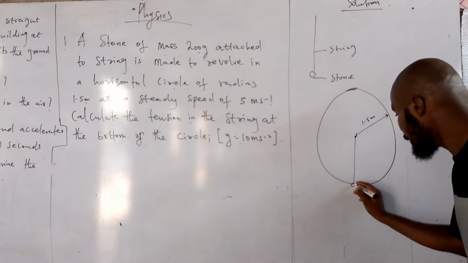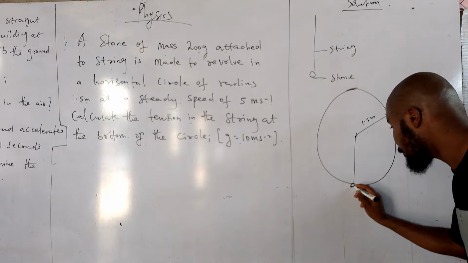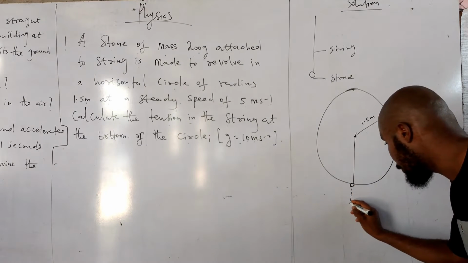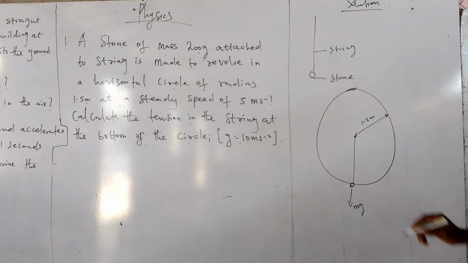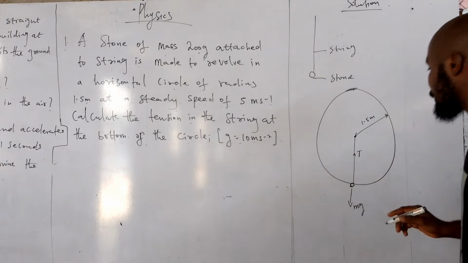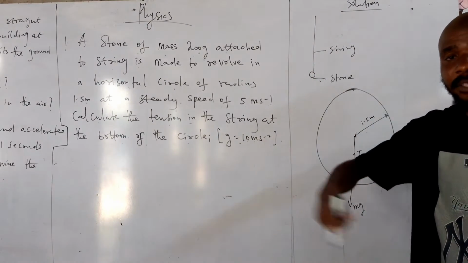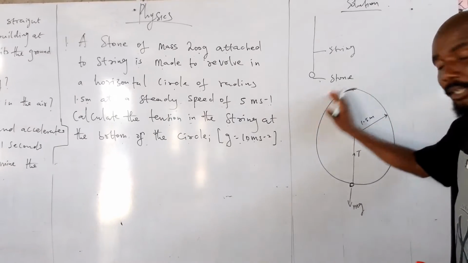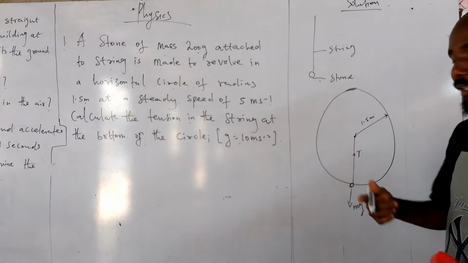Now, at the bottom of the circle here, there is a force, we'll call it weight, that acts downward on the stone. The weight is acting downward on the stone. The weight is giving us what? Mg. Now on this string here, there is a tension that is trying to maintain the string with the stone in a centripetal path. It is the force that is causing it to undergo this circular, centripetal motion.